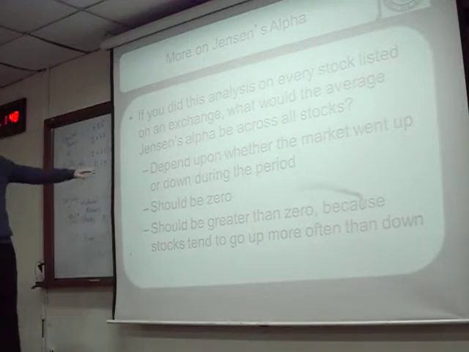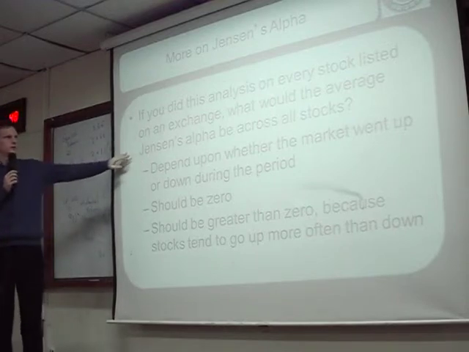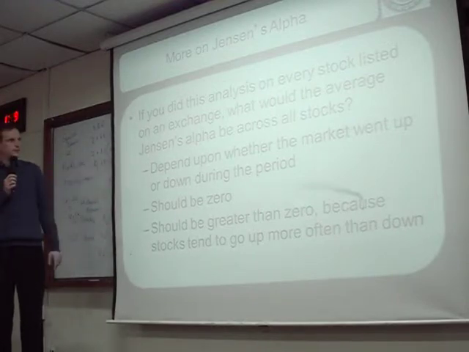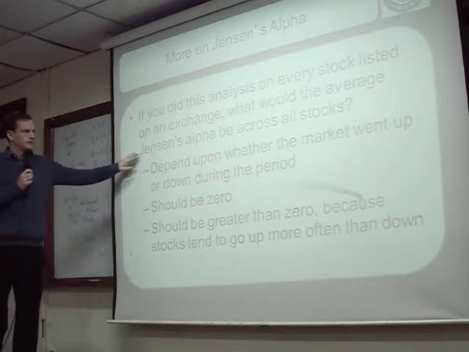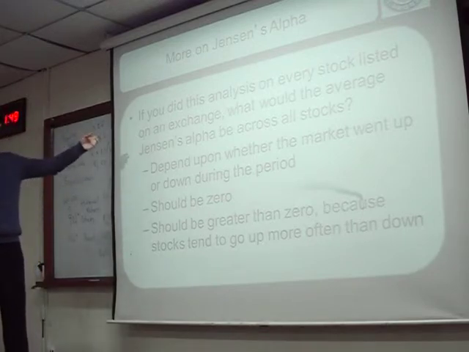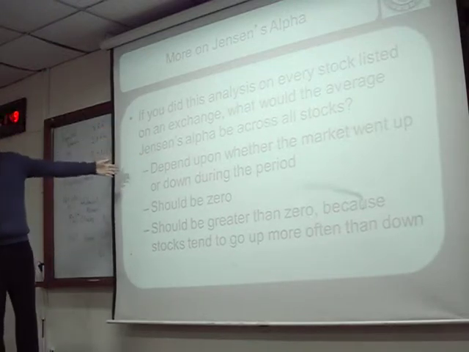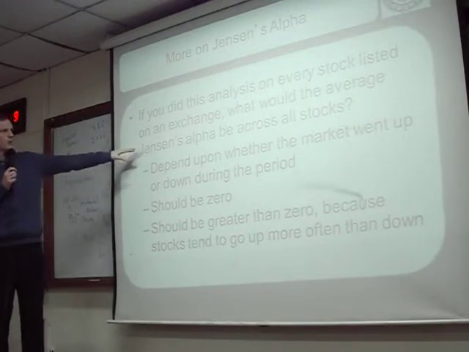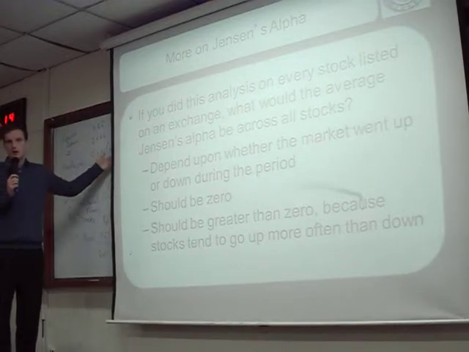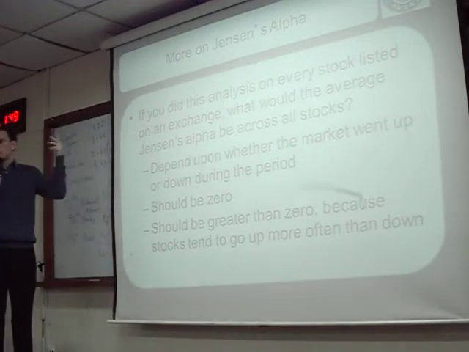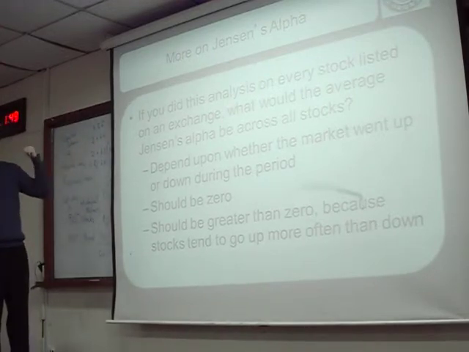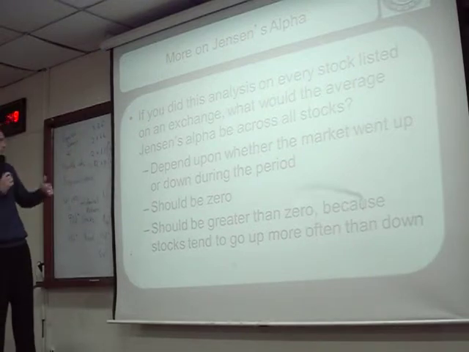So we're going to have some stocks which are doing better than the market and some stocks which are doing worse than the market, okay? So discuss with your partner. We analyze every stock on the market. Is it doing better? Is it doing worse? What's its Jensen's Alpha? Better than we expected or worse than we expected?